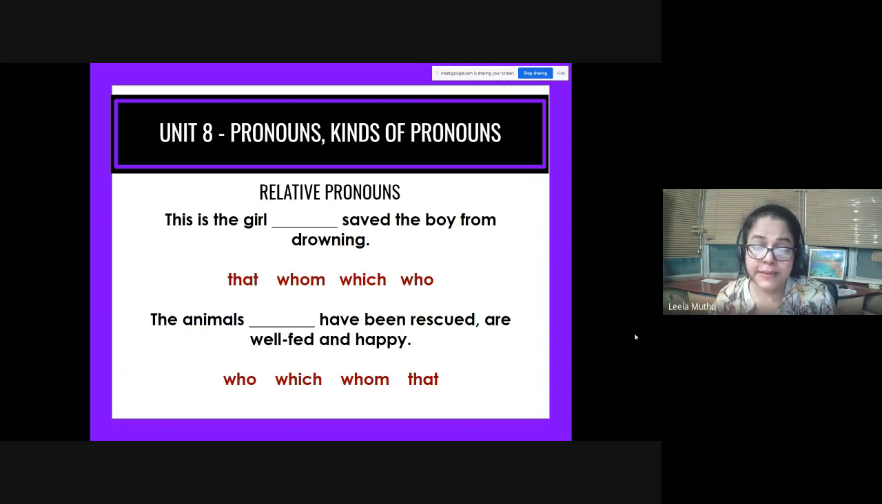Okay, the animals dash have been rescued. We're talking about animals now. So you know you have to use which or that, right? The animals dash have been rescued, are well fed and happy, right? So the animals which have been rescued or that have been rescued. So here we use that. It sounds much better. The animals that have been rescued are well fed and happy. The animals which have been rescued, I'll still go with that. It sounds way better.